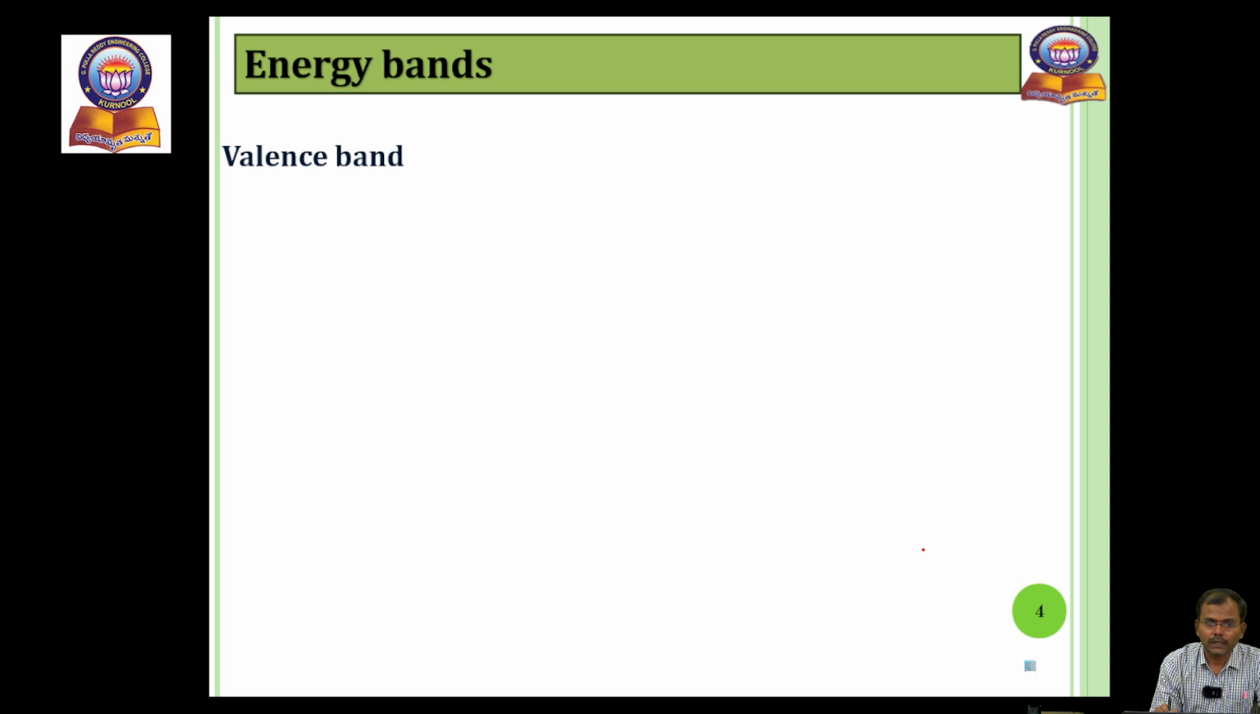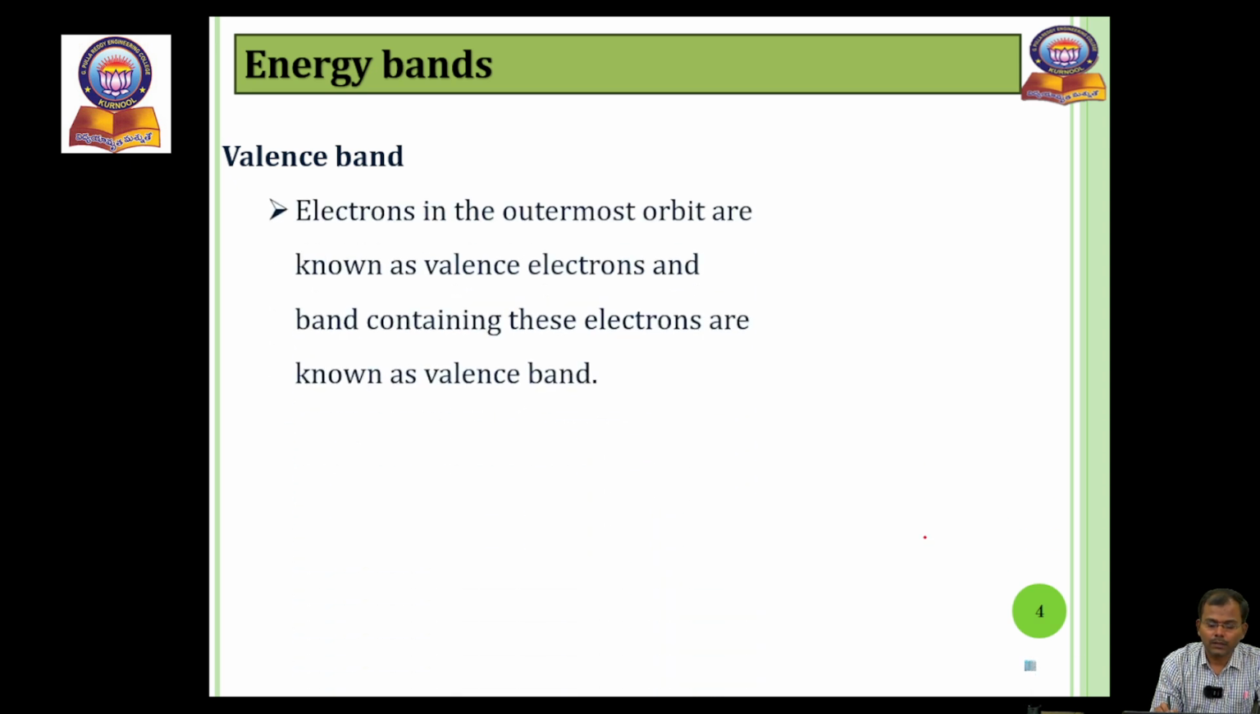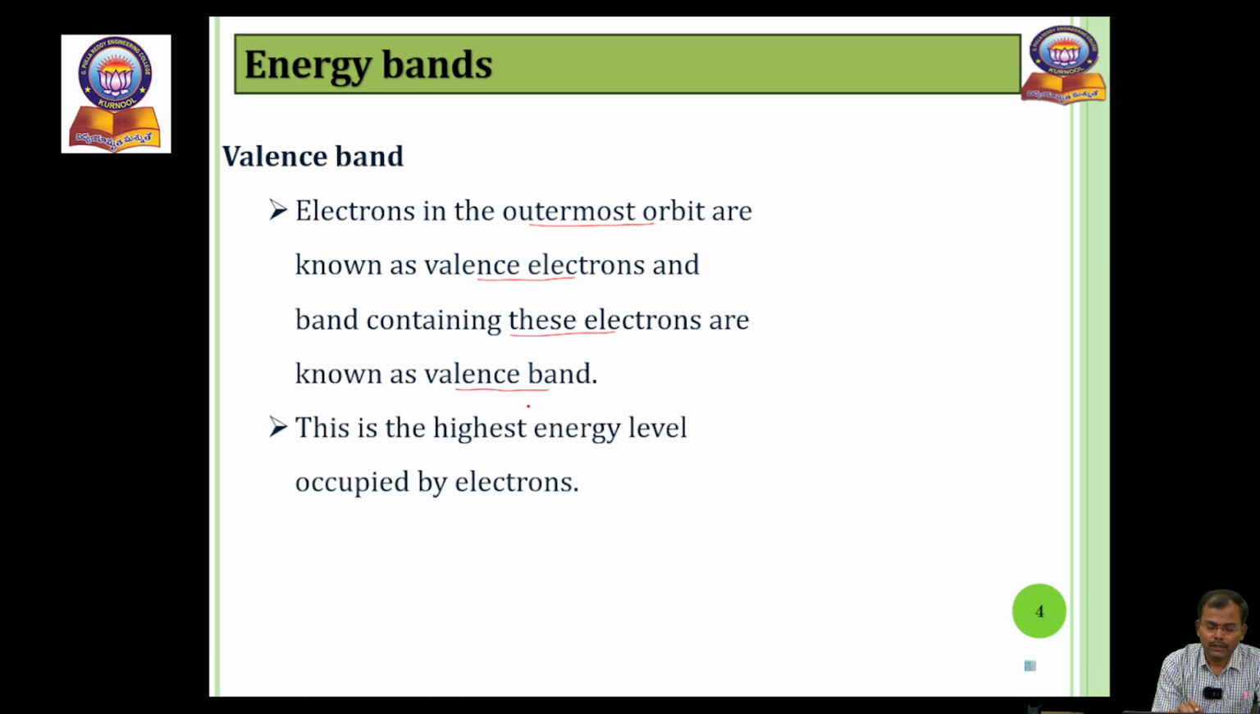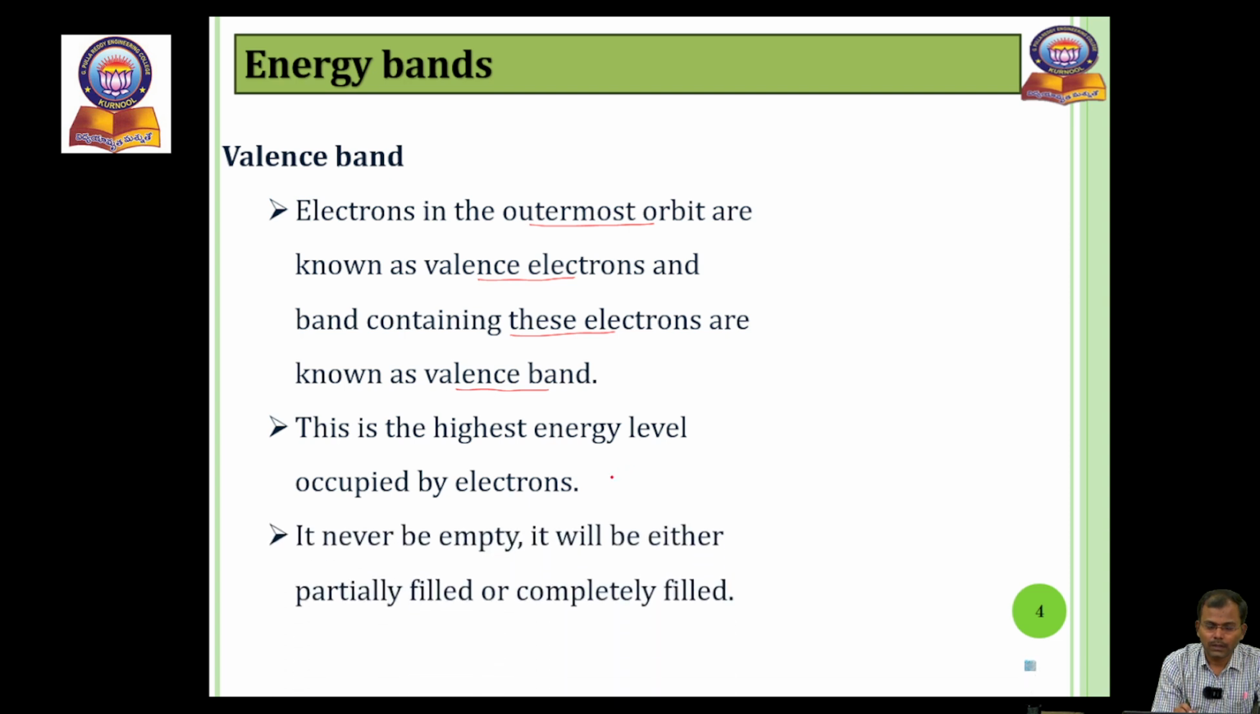One by one we will see. Valency band. The electrons which are available in the outermost orbit are known as valency electrons, and the band containing these valency electrons is known as the valency band. That is, the electrons in the outermost orbit are called valency electrons. This is the highest energy level occupied by electrons, and this energy band is never empty; either it will be partially filled or completely filled.